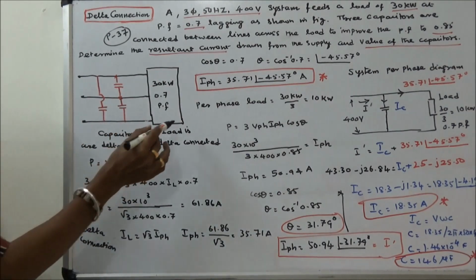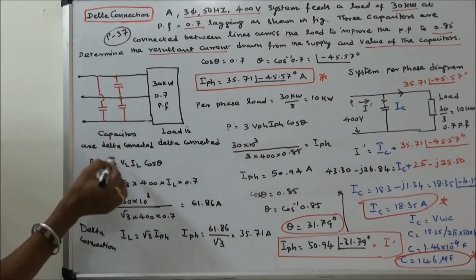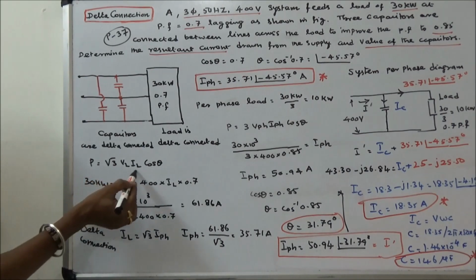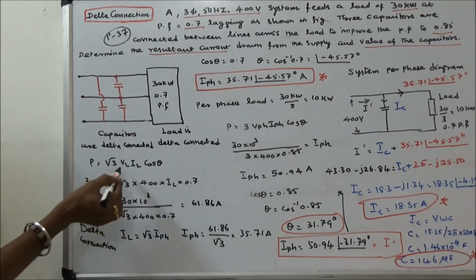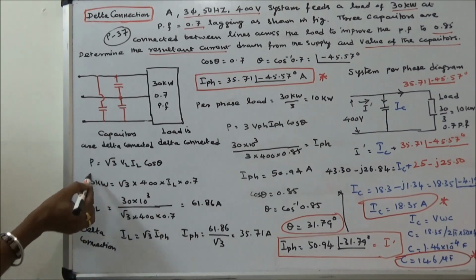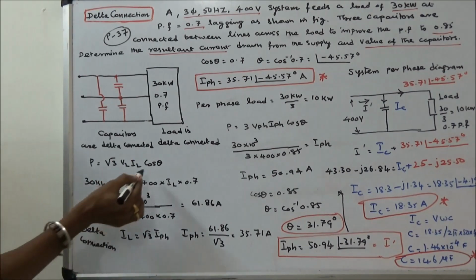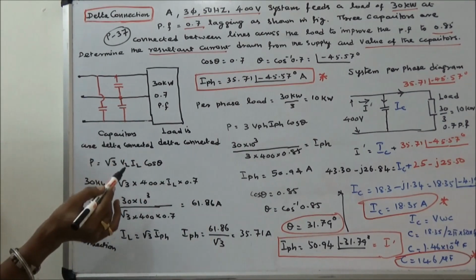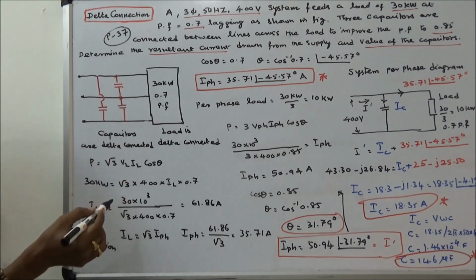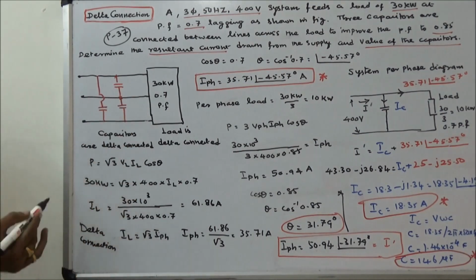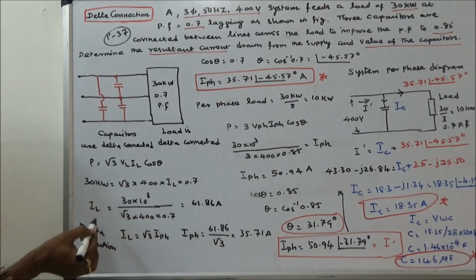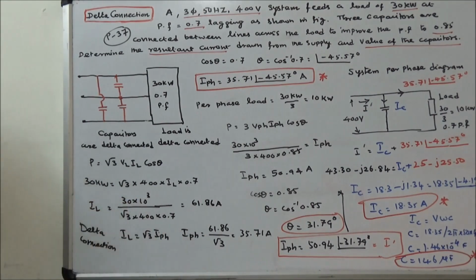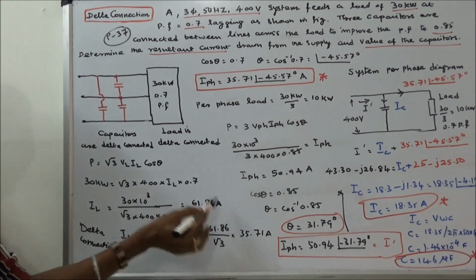So the load is delta connected, and the capacitor is also delta connected. We know that power P is equal to root 3 into VL into IL into cos theta. VL is 400, P is 30 kilowatts, cos theta is equal to 0.7, theta is equal to minus 45.57 degrees. The minus sign indicates power factor is lagging. Now we can calculate the line current. IL is equal to 30 into 10 power 3 divided by root 3 into 400 into 0.7. Line current is 61.86 amps.